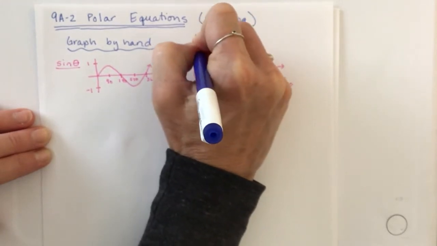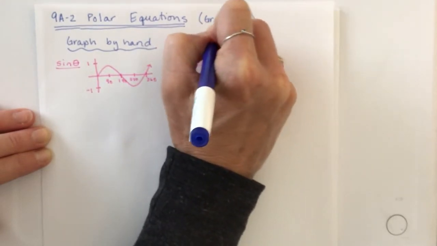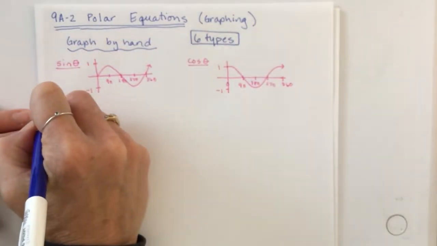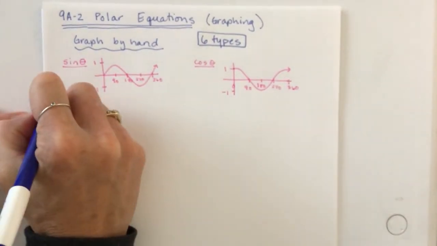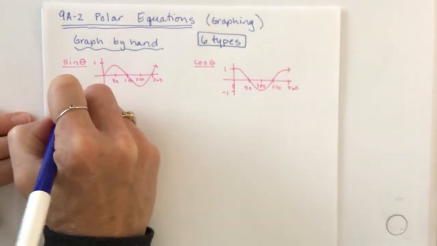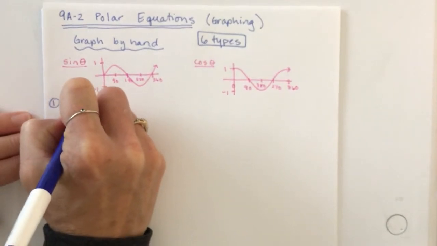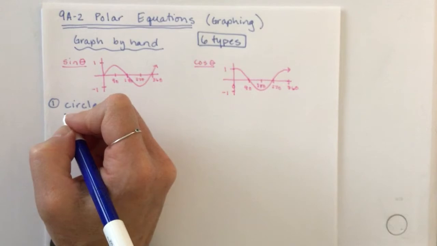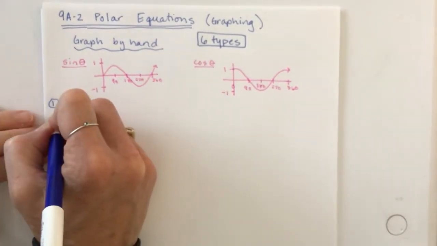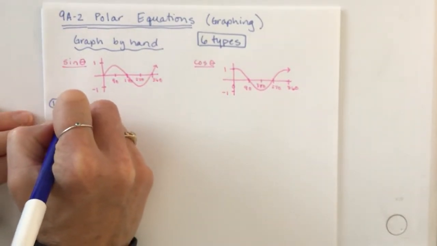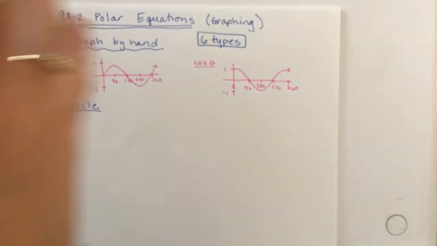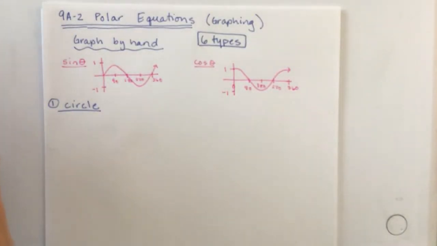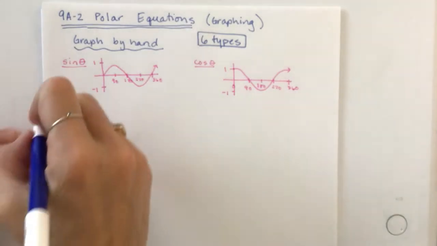Okay, so there are 6 types of polar graphs that we're going to learn. And the first one is nice and easy. It's a circle. And of course, last time we did a circle, and we can do a polar graph as a circle, it's just r equals a constant, right? And that gives us concentric circles around the origin.